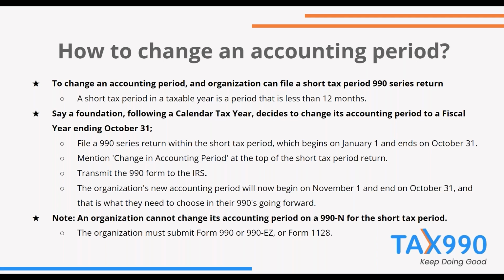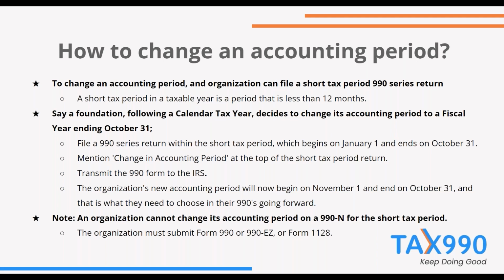So a short tax period is a taxable year that is less than 12 months. For example, say a foundation following a calendar tax year decides to change its accounting period to a fiscal year ending October 31st. So the organization would file a 990 series return with a short tax period that begins January 1st and would end October 31st. They would mention on the form that they're making a change in the accounting period, and then they would transmit the form.